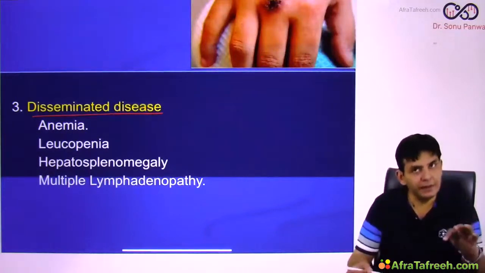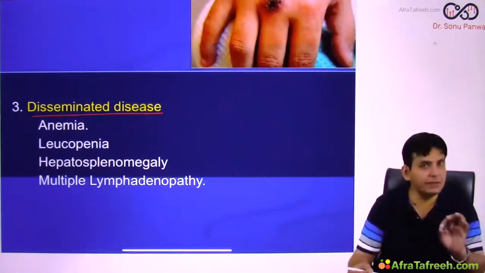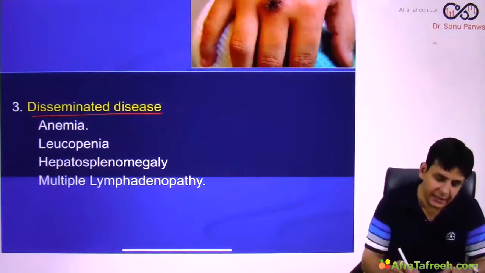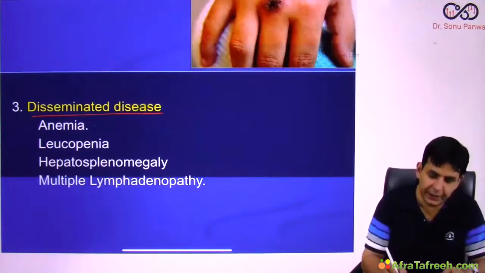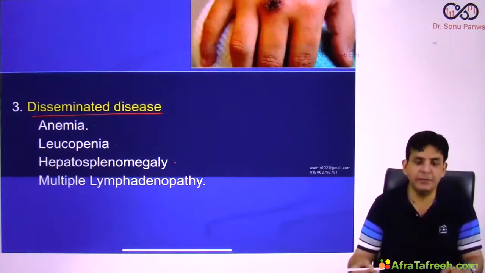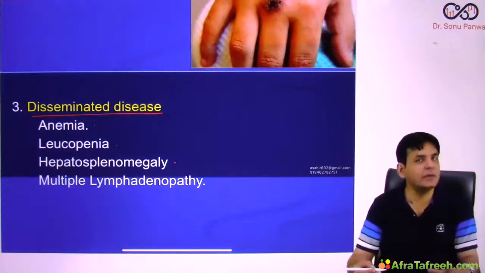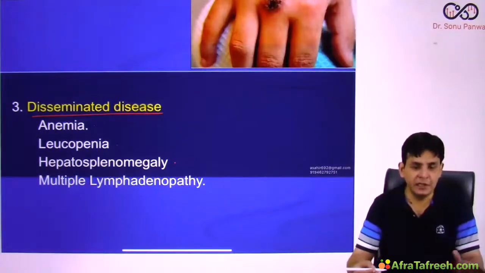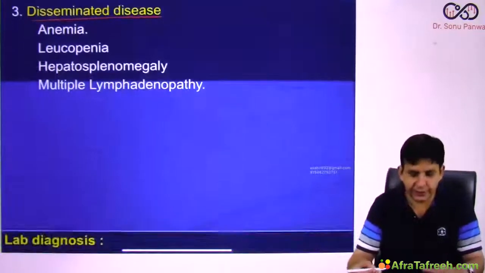So one form is pulmonary, one is cutaneous, and one form is dissemination. That is disseminated disease. It exists with anemia, leukopenia, hepatosplenomegaly, and multiple lymphadenopathy. So that particular form is termed as what? Disseminated disease of histoplasmosis. Okay.